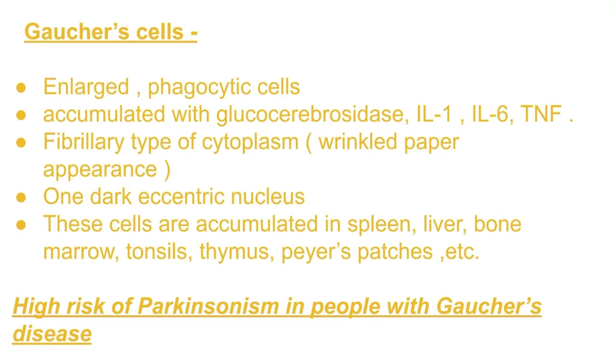The fibrillary type of cytoplasm is seen here. That means it gives a wrinkled paper appearance, and one dark eccentric nucleus is present. These cells accumulate in spleen, liver, bone marrow, tonsils, thymus, Peyer's patches, etc. And people with Gaucher's disease have a high risk of Parkinsonism.